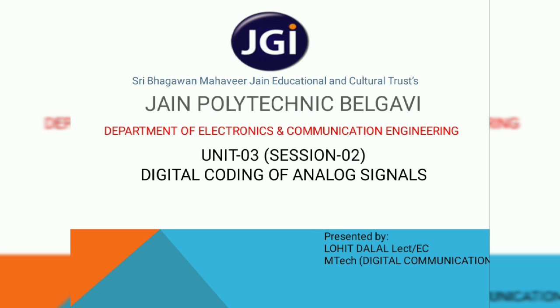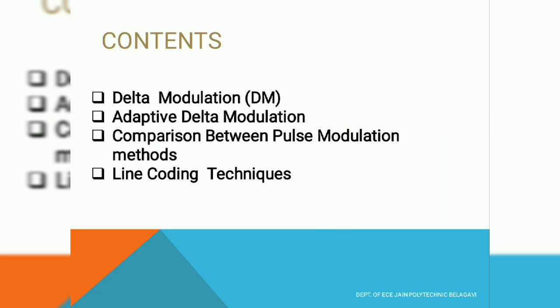Today I am going to discuss Unit 3, Digital Coding of Analog Signals. In the previous session I discussed the quantization process, quantization noise, and different digital pulse modulation methods, namely PCM, pulse code modulation, and differential pulse code modulation. In this session I am going to discuss delta modulation, adaptive delta modulation, comparison between pulse modulation methods, and next different line coding techniques.